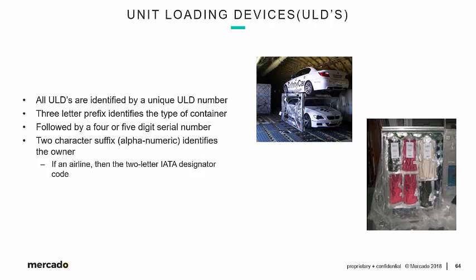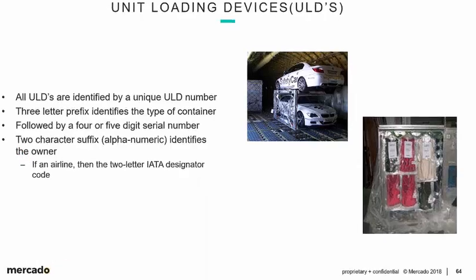Second bullet, a 3-letter prefix identifies the type of container, and then it will be followed by a 4 or 5-digit serial number. If we as importers are regularly using ULDs in an ongoing program, probably not a bad idea to request that the ULD number be linked to the airway bill number. A little bit more detail. A 2-character, alphanumeric suffix identifies the owner. And if it's an airline, because ULDs can be owned by freight forwarders too, but if it is an airline, then the 2-letter IATA designator code is used as the suffix.